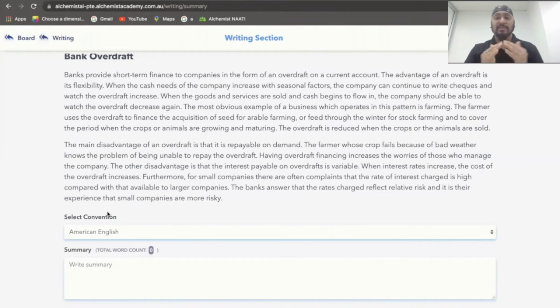The second thing they mentioned is, what is the advantage there? It's very flexible. So that's one key point. The first key point is the introduction to bank overdraft. The second key point is its flexibility. The third point that I would like to add is that the farming industry is using it, because they've talked a lot about farming. The fourth factor is the disadvantage that it is repayable on demand. And the other disadvantage is that the interest payable is variable. Okay, so we will go with these 4 key points.